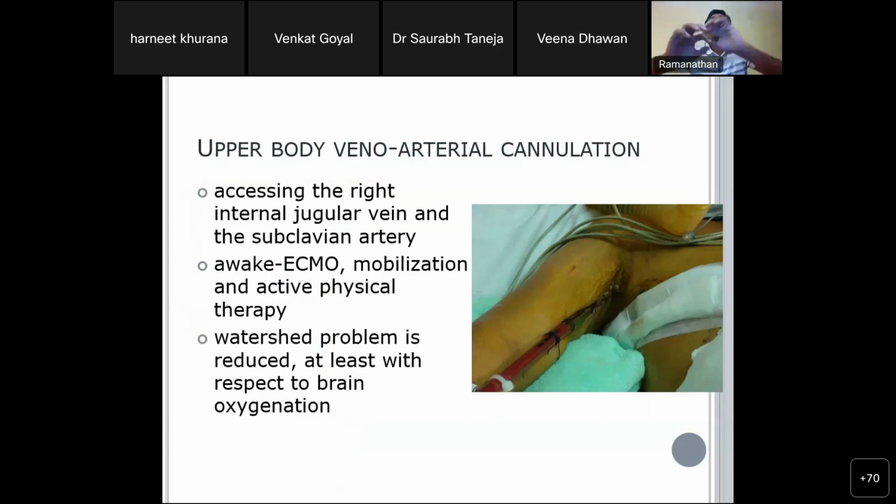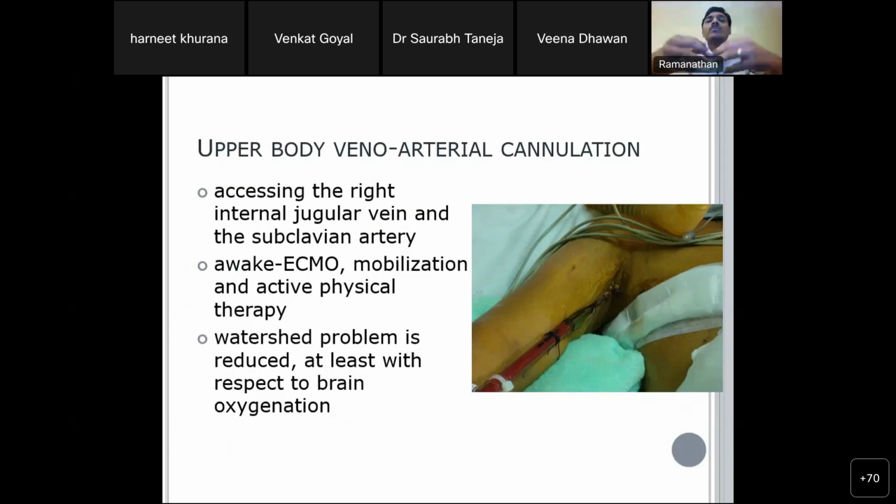You can also have upper body veno-arterial cannulation, just like you have upper body VV cannulation with a double lumen cannula. Here you don't use a double lumen cannula. You take blood out of your jugular vein and return it to your axillary artery.